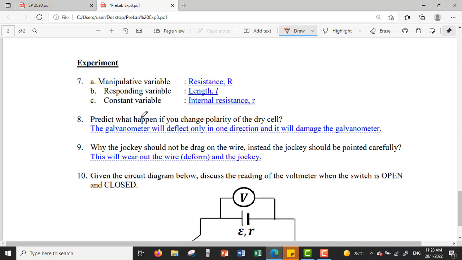Question 8. Predict what happens if you change the polarity of the dry cell. If we change the polarity of the dry cell, we will find out that the galvanometer will always deflect only in one direction and it will damage the galvanometer.